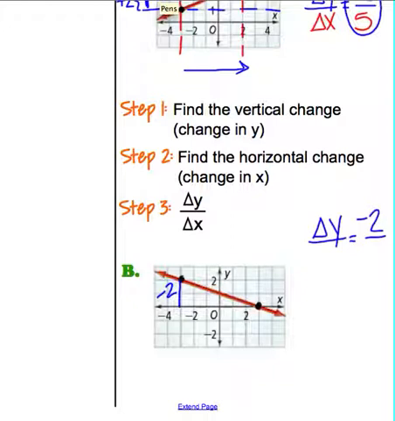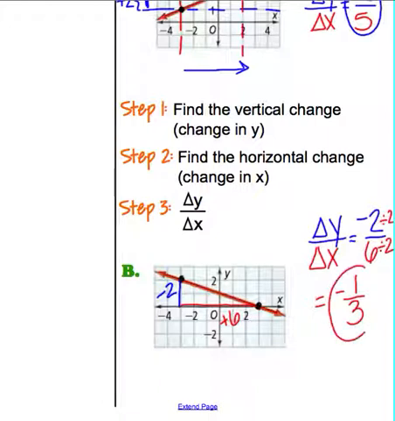And then I'm going to be going over to the right, which is positive, and I see 1, 2, 3, 4, 5, 6, so positive 6. So my delta x is positive 6, so now I've got -2 over 6, which I can simplify to -1/3 because these are both divisible by 2. So -1/3 will be my slope.